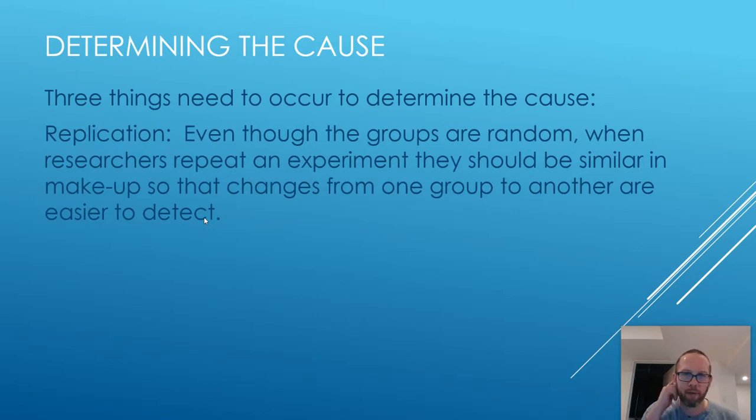And the last thing is replication. Even though the groups are random, if the researchers were to repeat this experiment, the groups should be similar in makeup so that the changes from one group to another are easier to detect. So those are the three things you need for a good experimental study: control, randomization, replication.